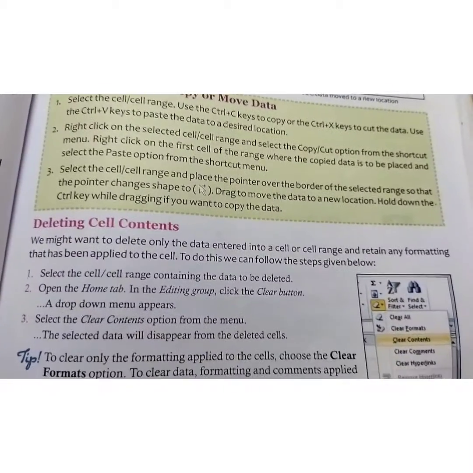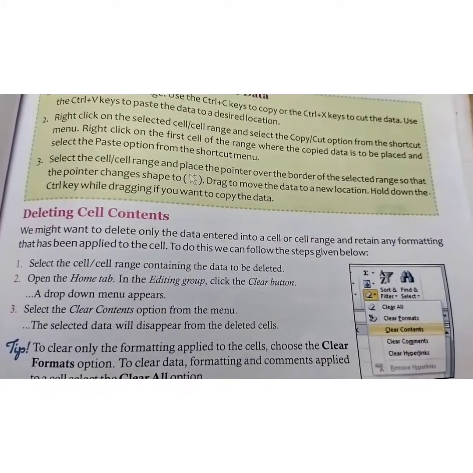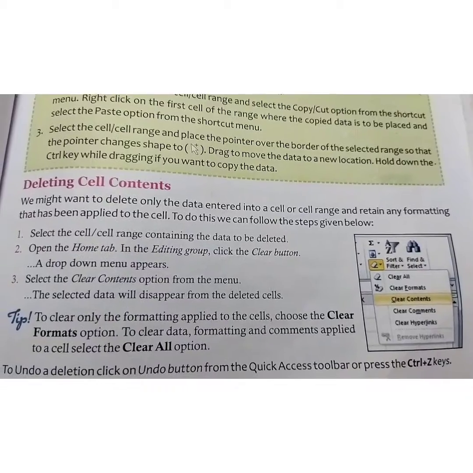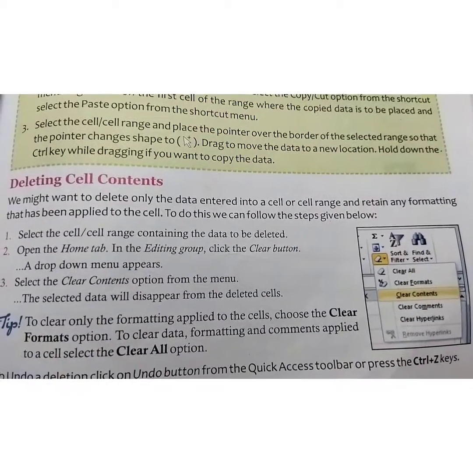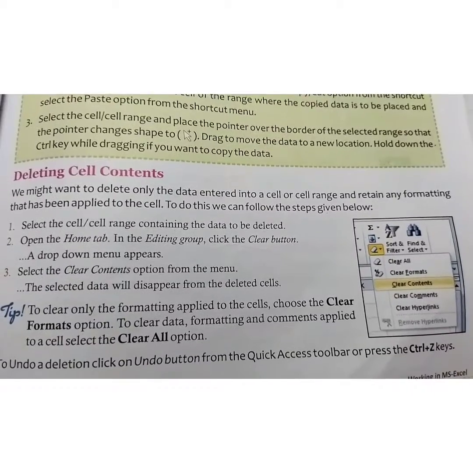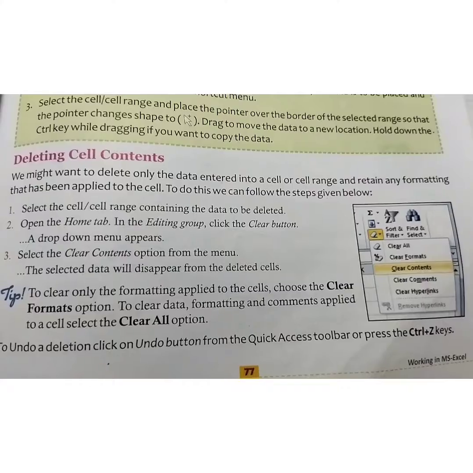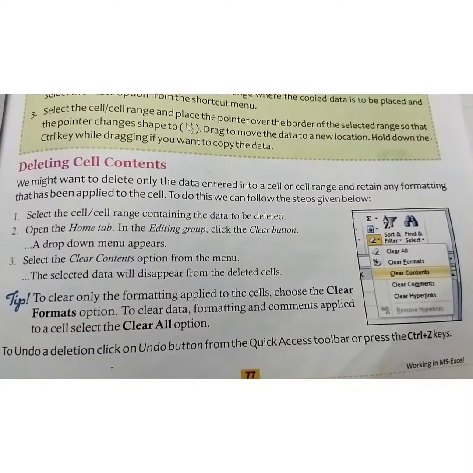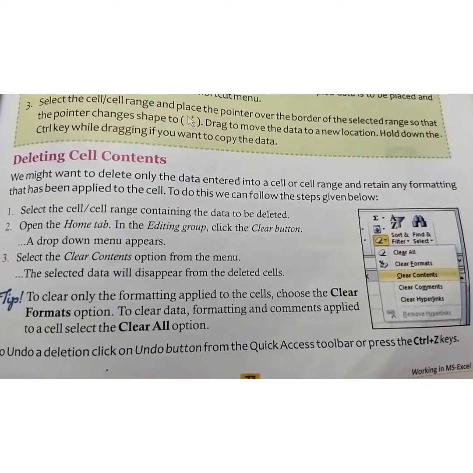Then, student, deleting cell content. How to delete your cell contents? We might want to delete only the data entered into a cell or cell range and retain any formatting that has been applied to the cell. First of all, select the cell range containing data to be deleted, open the Home tab and go to the Editing group. Click the Clear button, a drop-down box will appear, and select the Clear Contents option from the menu. Okay, clear everybody? So this is the clear option.